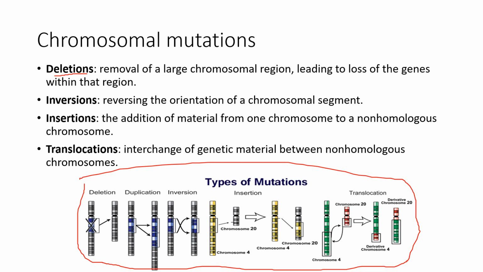Removal of a large chromosomal region, leading to the loss of genes within that region, is the deletion. Inversion is reversing the orientation of a chromosomal segment. You can see over here that the sequence is reversed, so this is reversing the orientation of the chromosomal segment.